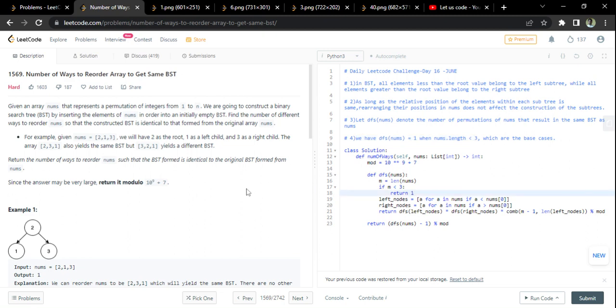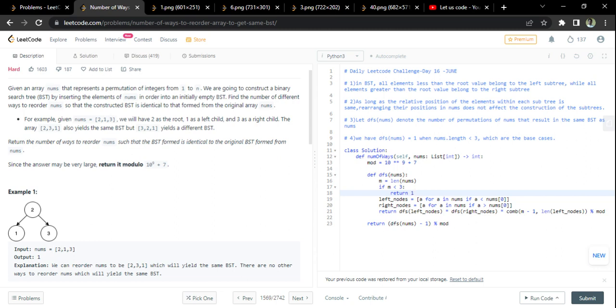See, remember one thing. The question asks, other than this given order, how many orders are there? But in our answer, we are not doing that. We are calculating including this order. That is the basic difference.